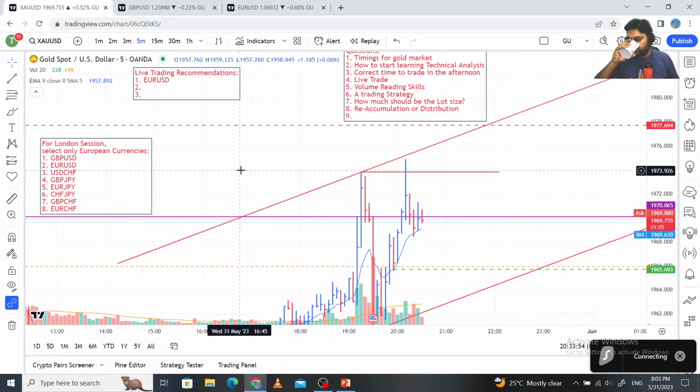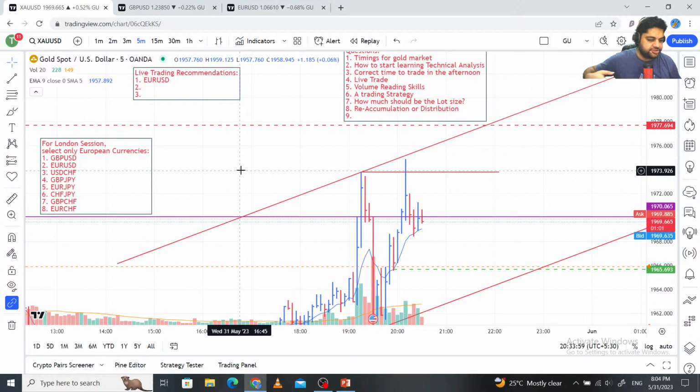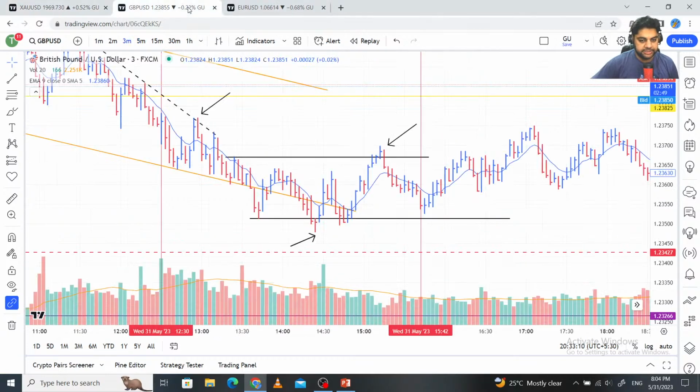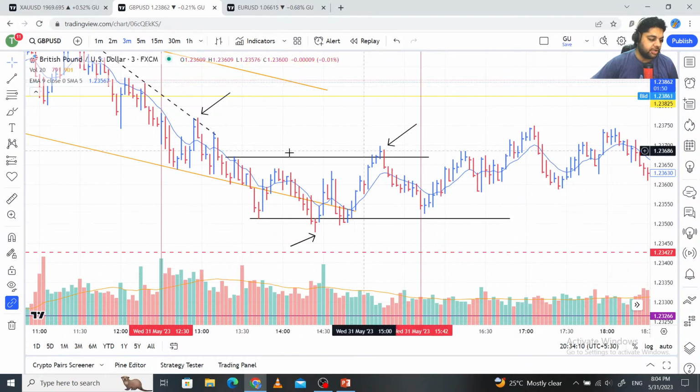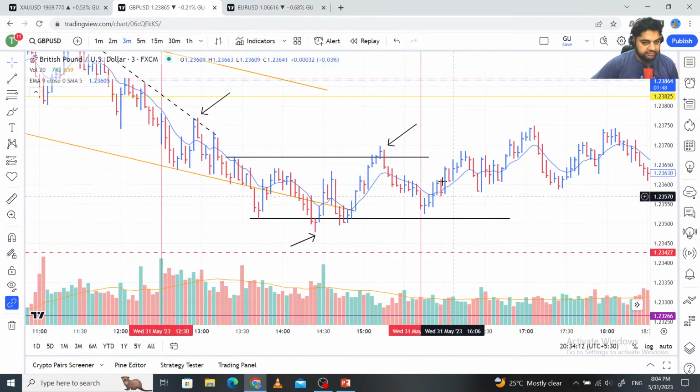Okay, so don't trade the strange currencies. Always trade simple currencies and the currencies which are readily available. Do we have any other trades? Well, yes, we have, but we do not need to use all these things. We are just done for the day.